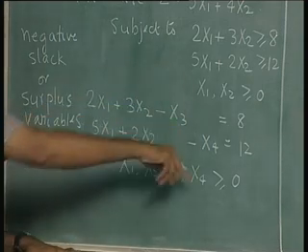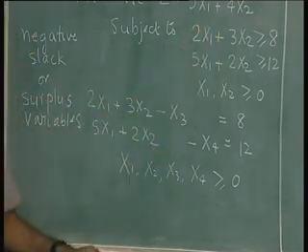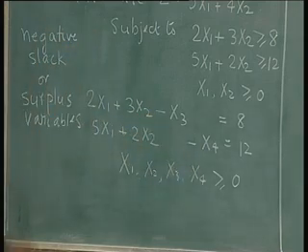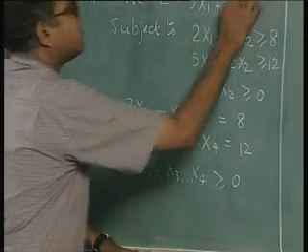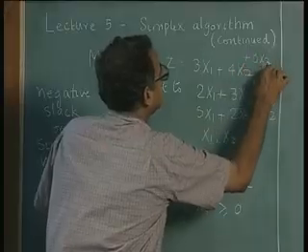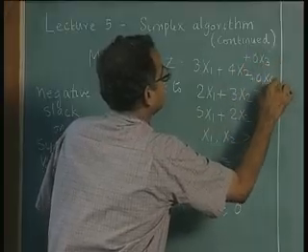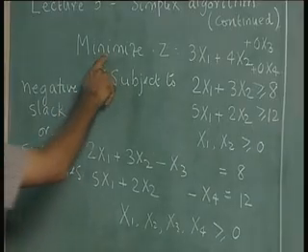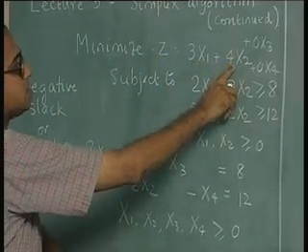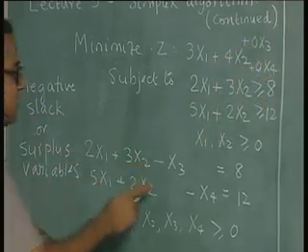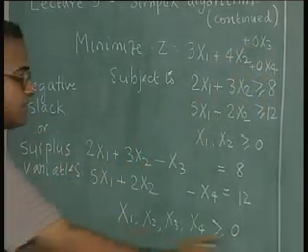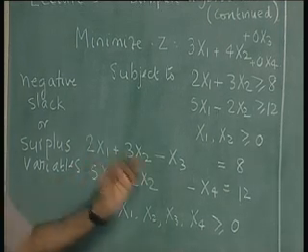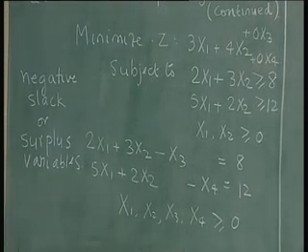Now we have converted these two inequalities to equations. Now we have to find out what is the contribution of these slack variables to the objective function. As discussed in the earlier example, these slack variables do not contribute anything to the objective function. So the problem now becomes minimize z equal to 3x1 plus 4x2 plus 0x3 plus 0x4 subject to these two and the condition that x1, x2, x3, x4 are greater than or equal to 0. Now let us try to set up the first simplex table.